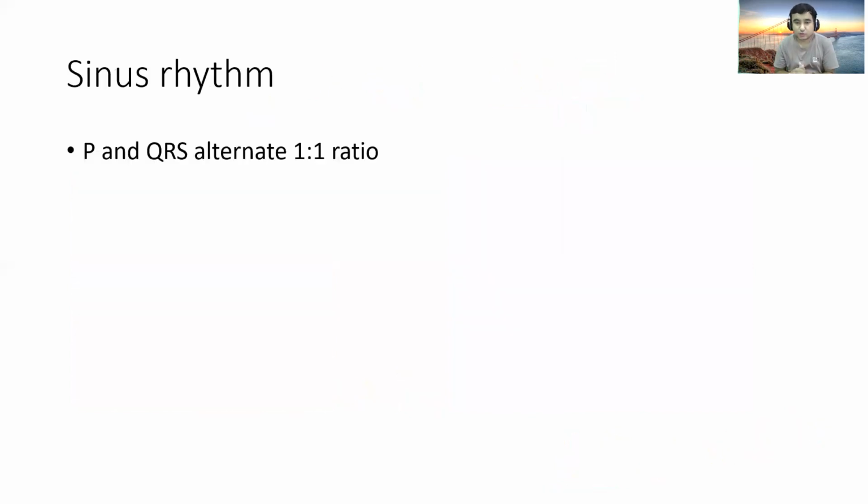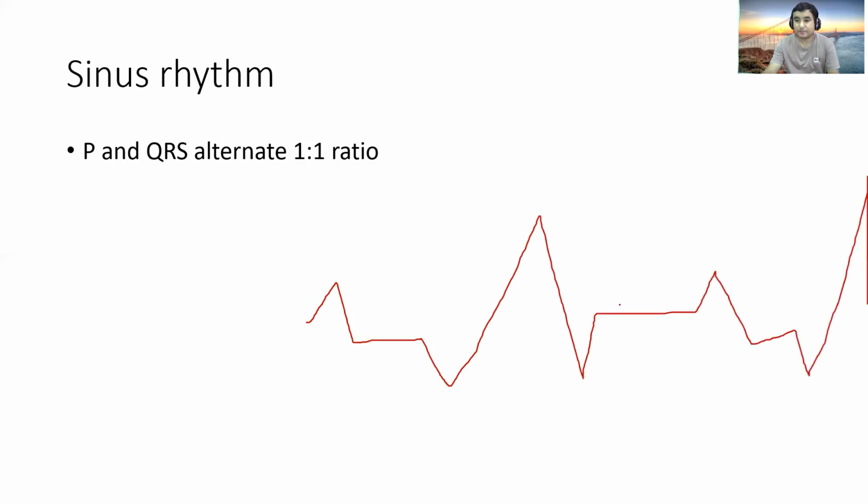Then we also have to know about the rhythm, so we'll stick with the basics. To say whether it is a sinus rhythm or not, there should be a P wave, and it should be followed by a QRS in a 1:1 ratio. If the P wave is not followed by a QRS, then definitely it's not sinus rhythm. So just look at whether the P wave and QRS follow in a 1:1 pattern. If they do, then we can say it's sinus rhythm.